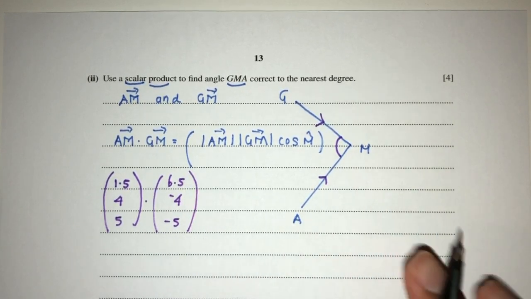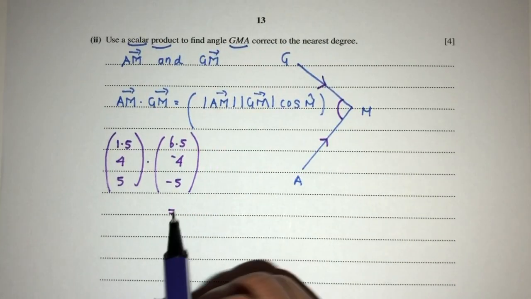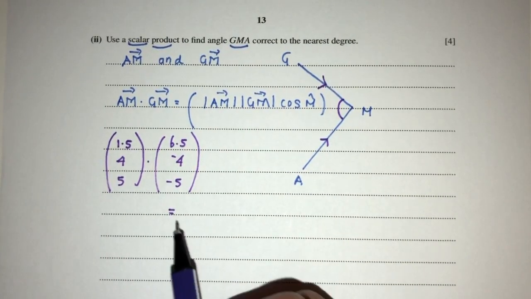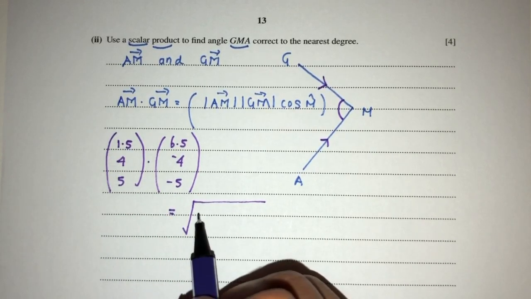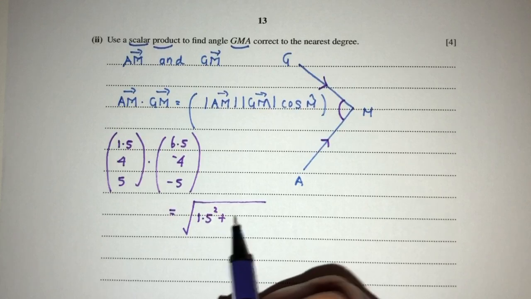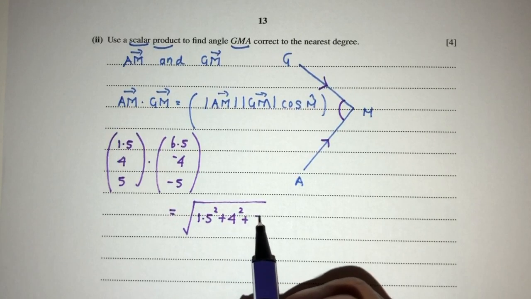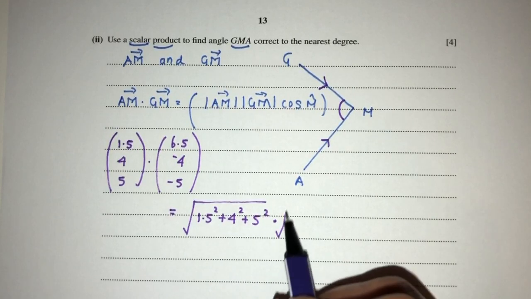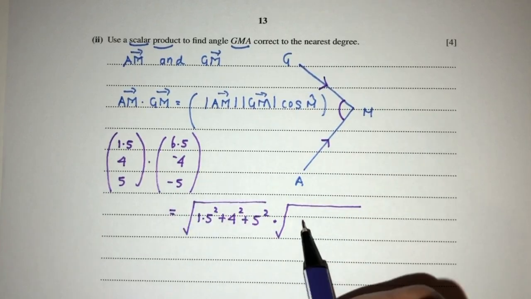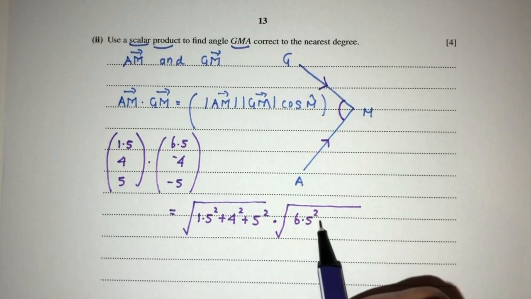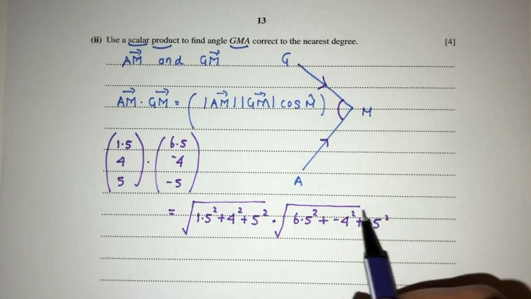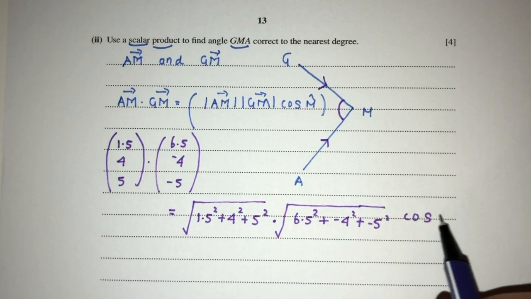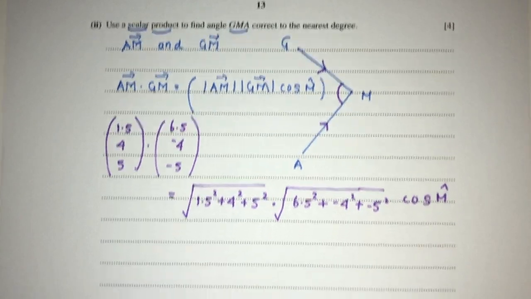If you observe, for the magnitude of AM, we just have to take the square root of the values squared here. That will be 1.5 squared plus 4 squared plus 5 squared. Multiply by the square root of GM, which is the same thing: 6.5 squared plus minus 4 squared plus minus 5 squared. Finally, we have cos of the angle M.